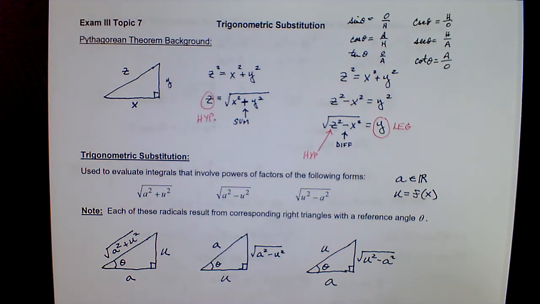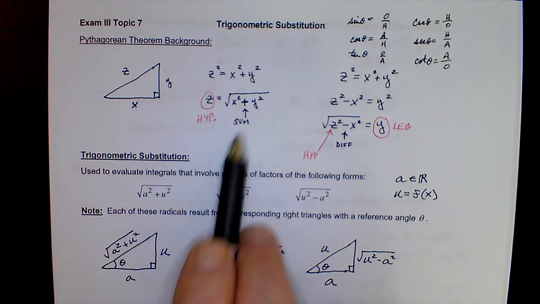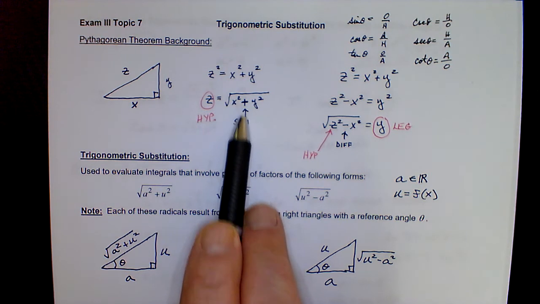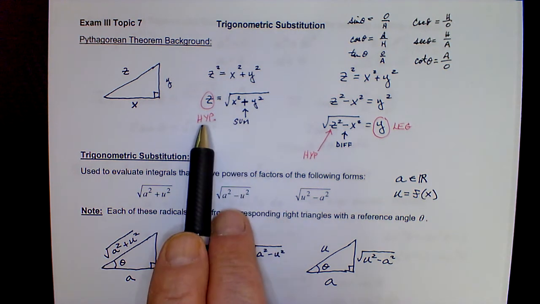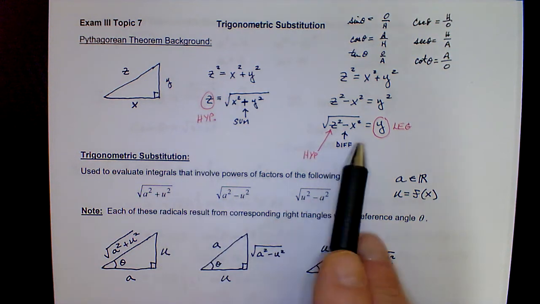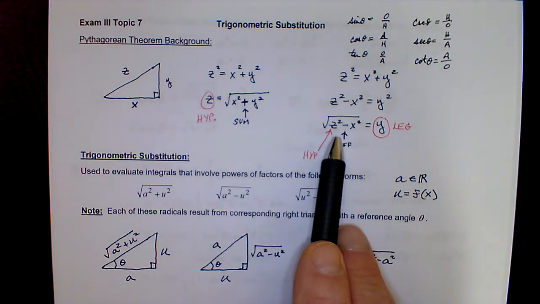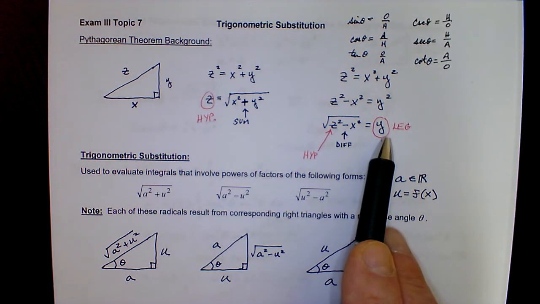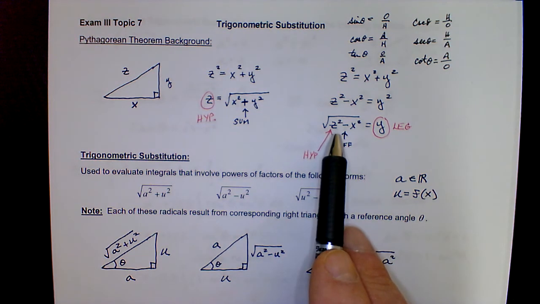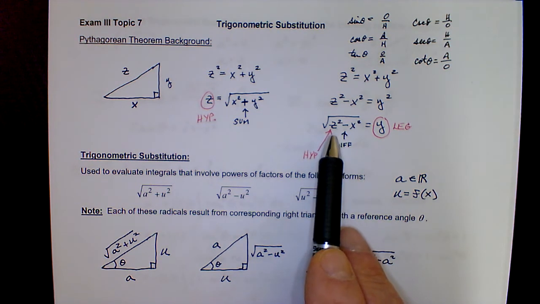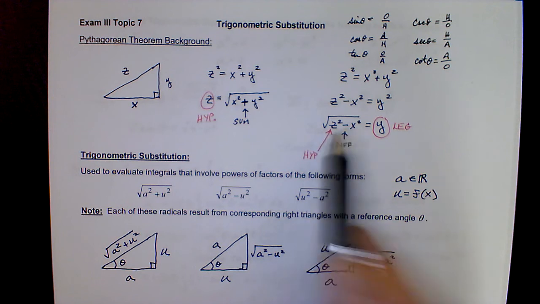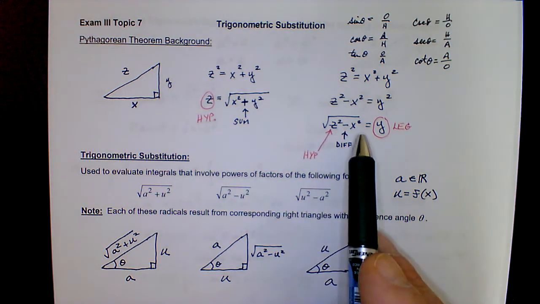The main things to make sure we understand is that if you have a sum of two squares under the radical, the radical part's the hypotenuse. If you have a difference between two squares under the radical, then the radical part's the leg. But moreover, if that's the case, the hypotenuse would be the square root of the positive term, of course.